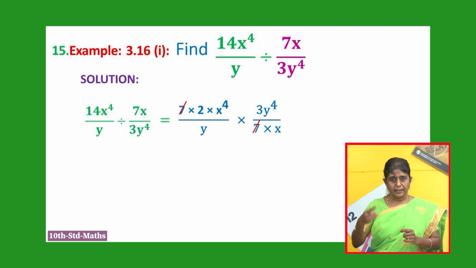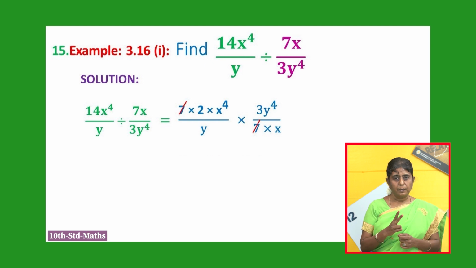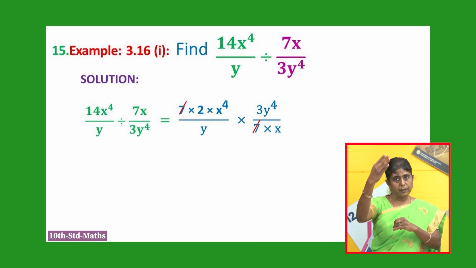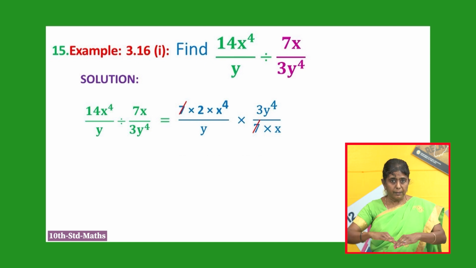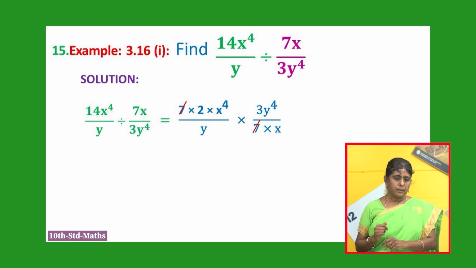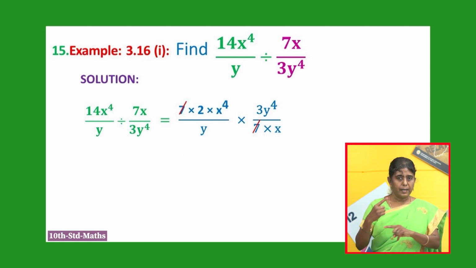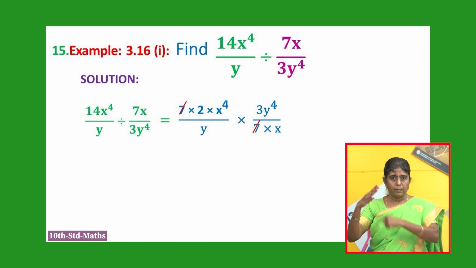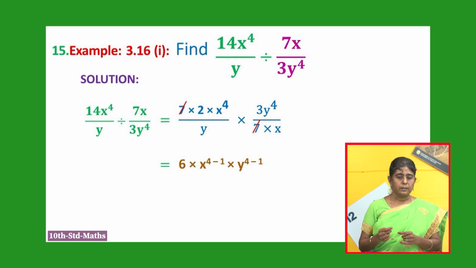7 with 7, let's cancel it. The remaining numbers we cannot cancel. We have x power 4 in the numerator, y power 4 in the numerator. In the denominator we have y and x. So what we should do, this x power 4 and this x, we have to use the indices idea. So x power 4 minus 1. Here we have y power 4, here we have y. So 4 minus 1. That we can do. So 2 into 3 we can multiply, that is 6. x power 4 minus 1, y power 4 minus 1. Then very simple now, 6x cubed y cubed becomes the answer.